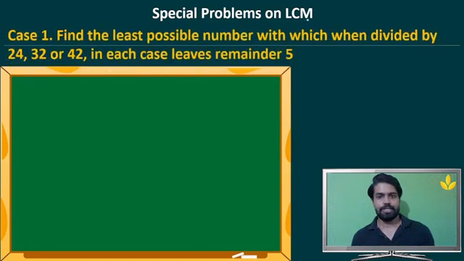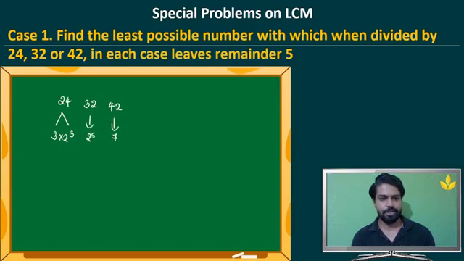Next, coming to LCM problems: find the least possible number which, when divided by 24, 32 and 42, in each case leaves the remainder 5. That means we just have to find the LCM of these numbers first. 24 is 3 into 2 cube, 32 is 2 power 5, and 42 is 7 into 2 into 3. The LCM is going to be 2 power 5 into 3 into 7.